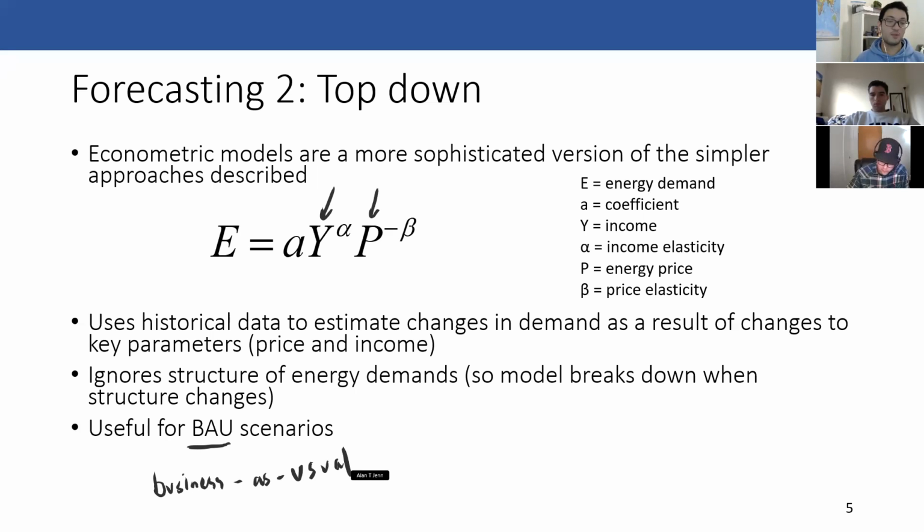And business as usual type scenarios are nice ways of setting a baseline, because it really just means that you don't have any intervention or changes, structural changes or policy changes that would affect the system in ways that we haven't seen before.